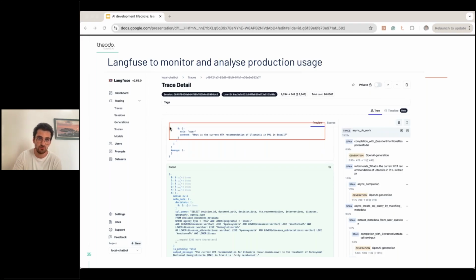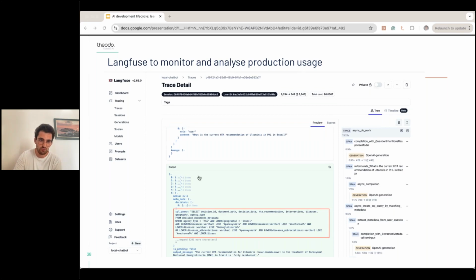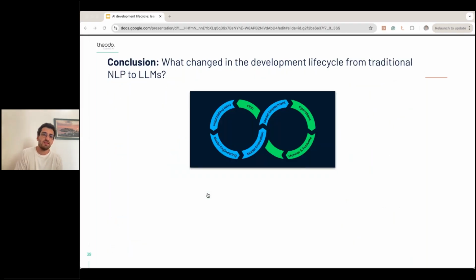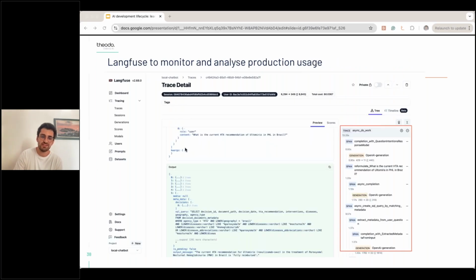Here you can see the question we asked, the SQL query generated, the final answer generated, and all the thinking process of the LLM. So sorry, I talked about evaluation, but here it's more for monitoring. So monitoring in production the end users' usage.